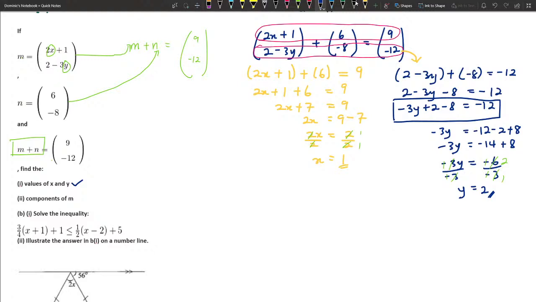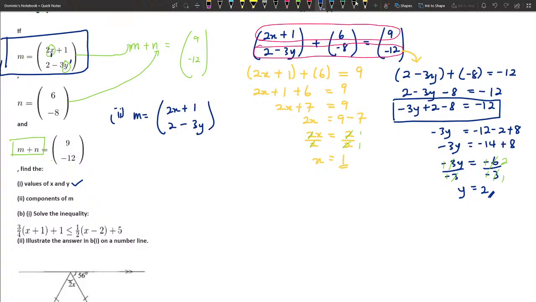Now they are saying find the components of M. What do we mean by find the components of M? If this is M, and now we know the value of x, we know the value of y, now find the components, which means that we want an M that looks like this. We don't want variables in it. So all you need to do is write this down, which has already been given in the question.